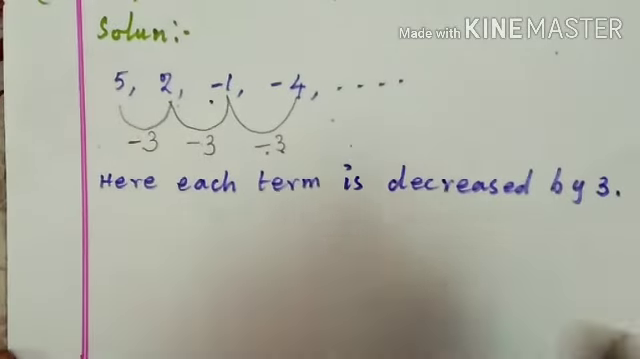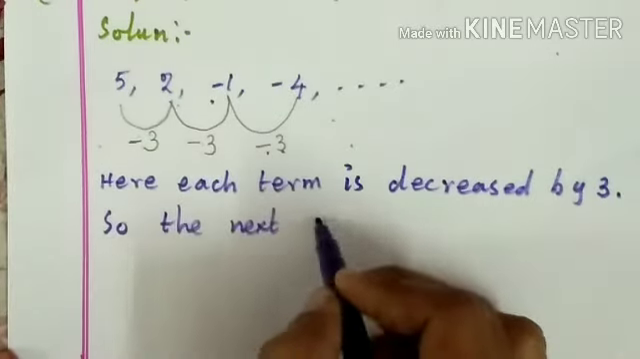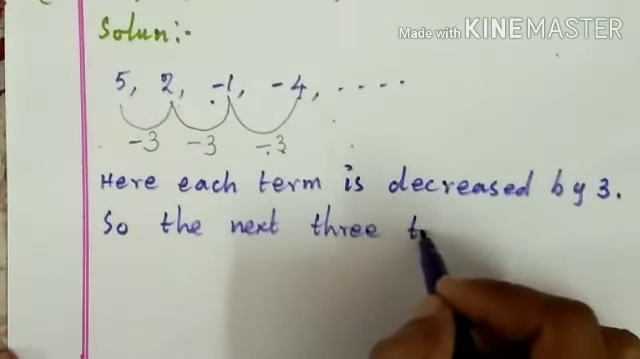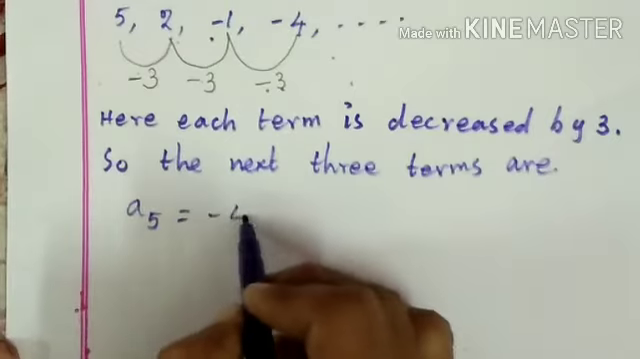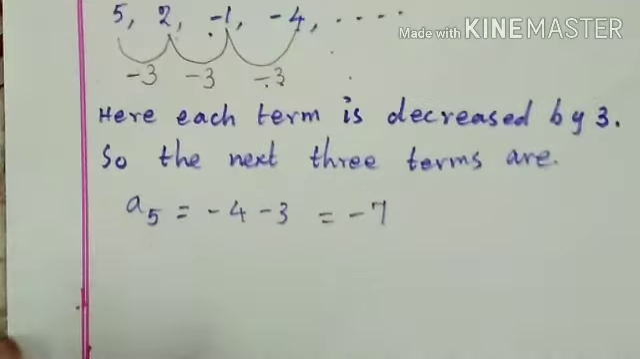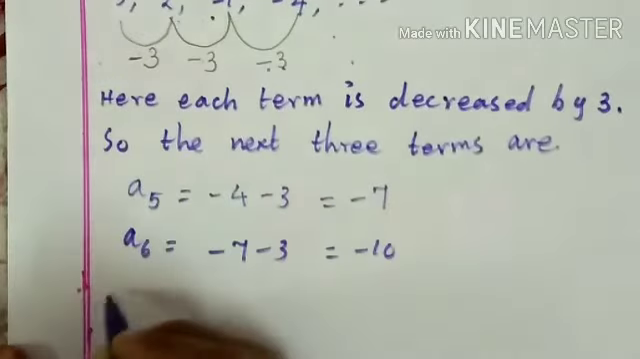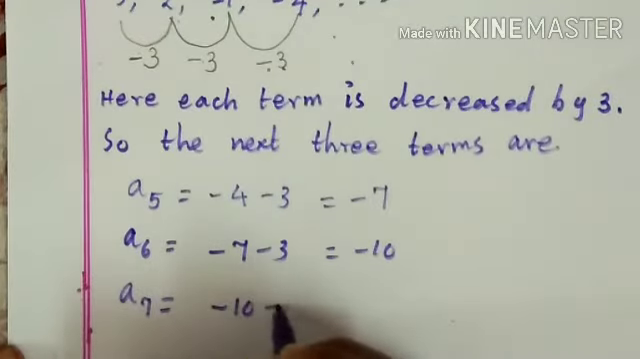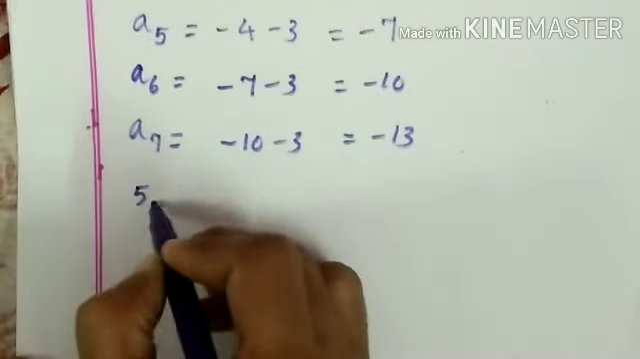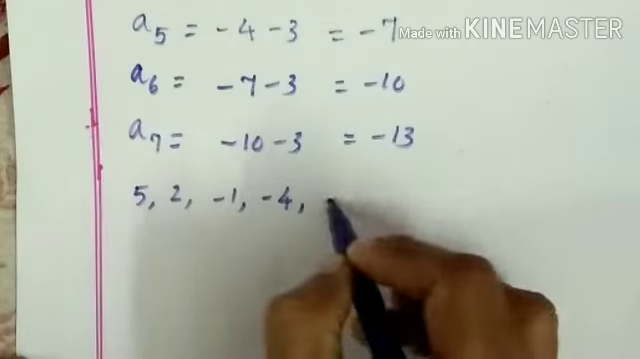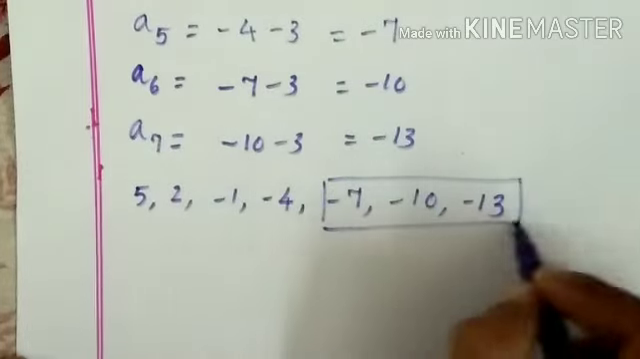So, the next three terms are: A5 is equal to minus 4 minus 3, we get minus 7. Then A6 is equal to minus 7 minus 3, which is minus 10. A7 is equal to minus 10 minus 3, which is minus 13. Therefore, the sequence is 5, 2, minus 1, minus 4, minus 7, minus 10, minus 13. This is the answer for this question.